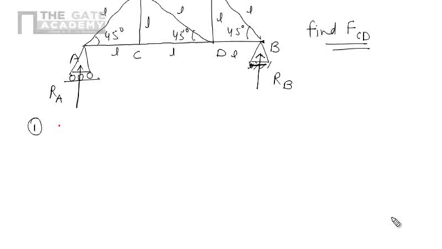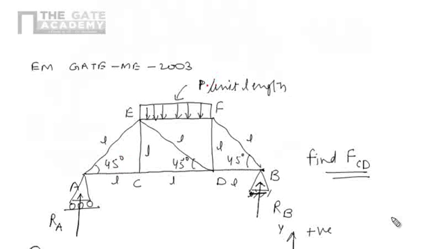Now apply the equilibrium condition based on vertical forces. That is, the algebraic summation of all vertical forces should be 0, or the forces along the y direction should be 0. So positive y is positive, negative y is negative. RA is acting in the upward direction, so positive. RB is acting in the upward direction, so positive. And this intensity, that is P per unit length, is acting over length L, so the total load will be P into L.